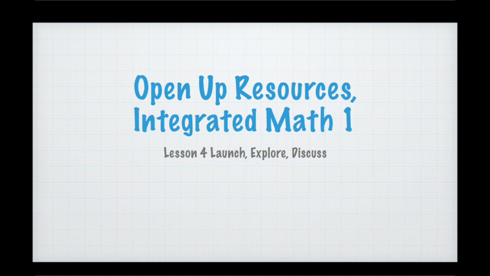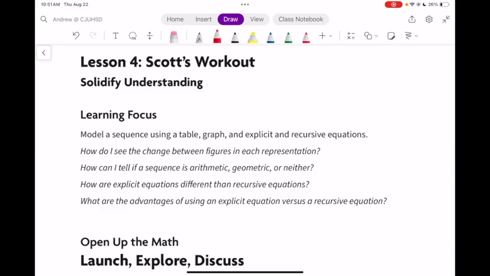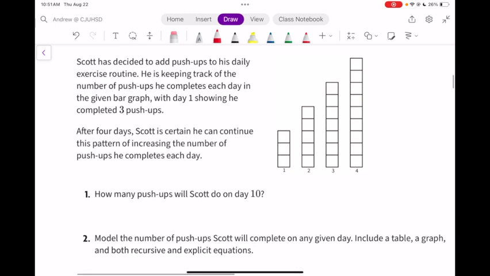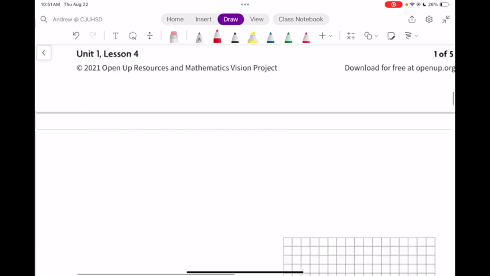In Lesson 4, everything starts to come together. Our launch, explore, discuss. Scott has decided to add push-ups to his daily exercise routine. He keeps track of the number of push-ups he completes each day in the given bar graph, with day 1 showing he completed 3 push-ups. After 4 days, Scott is certain he can continue this pattern of increasing the number of push-ups he completes each day. Now, we don't necessarily want to do problems 1, 2, and 3 in order.